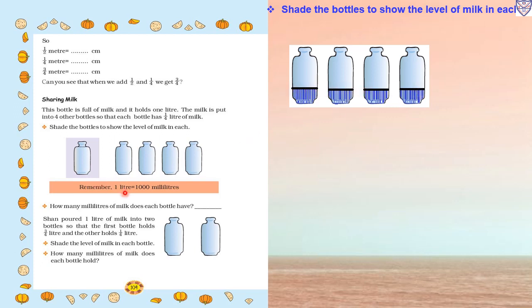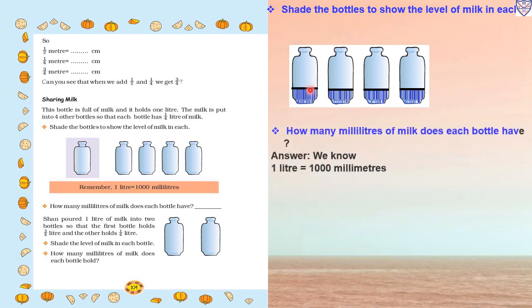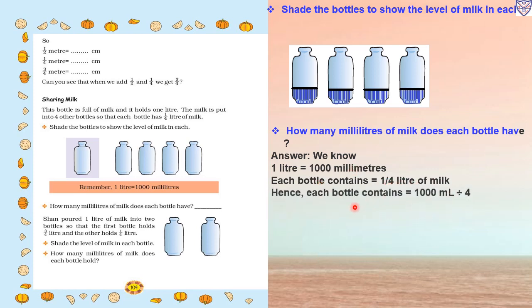Now remember 1 liter equal to 1000 milliliter. How many milliliter of milk does each bottle have? So we are knowing 1 liter equal to 1000 milliliter. So they are having 1/4 liter of the milk. So each bottle contains 1/4 liter of milk. So hence each bottle contains 1000 milliliter divided by 4. So we will divide by 4.